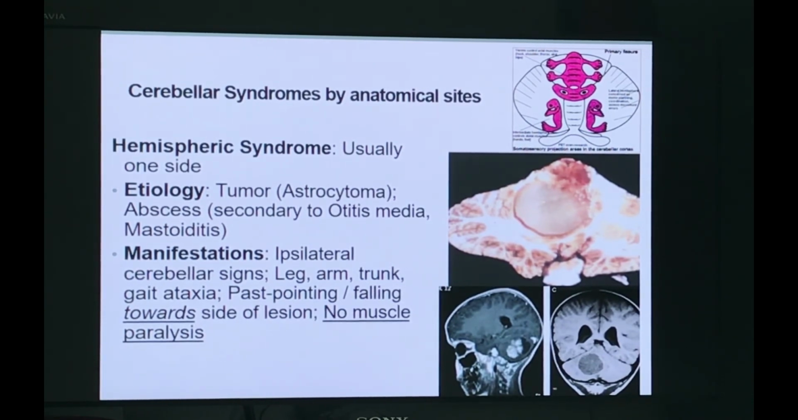So they might have leg, arm, or trunk gait ataxia depending upon the hemisphere which is compressed. Past pointing, that is whenever you do the finger nose test, they overshoot it, that's called past pointing. Falling towards the side of the lesion, and you won't see paralysis, as I mentioned, because the corticospinal tract is normal, but they'll have some incoordination in the movements, then tremors, and ataxic gait.